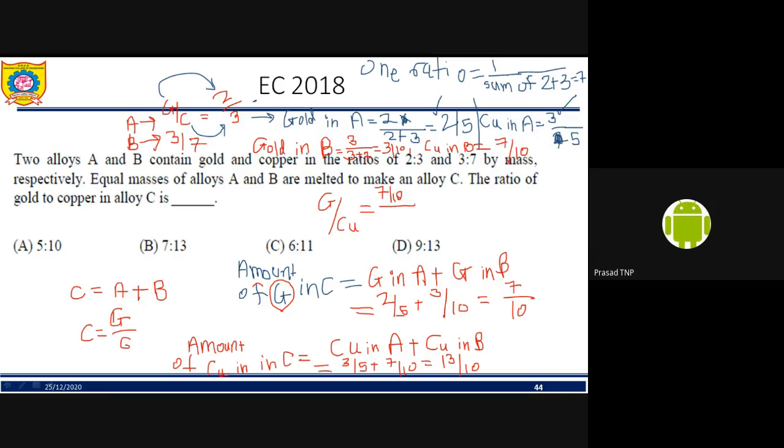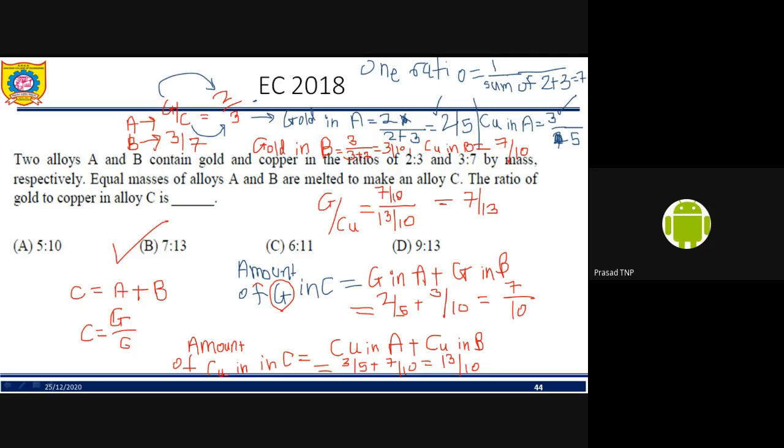So this is the numerical computation. And copper in alloy C is 13 by 10. So this will be 7 by 13. So option B is the correct answer. Okay, option B is the correct answer. So 7 by 13 is the answer. Okay, fine.